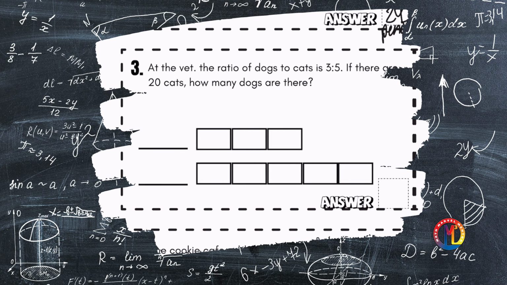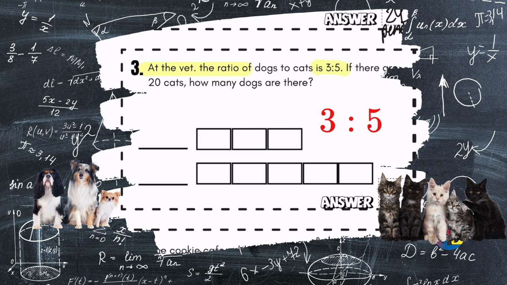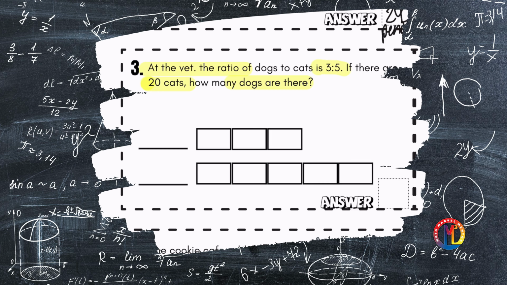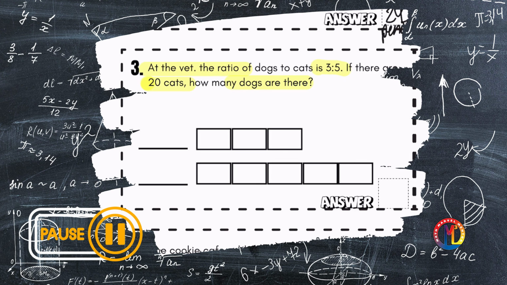Here's number 3. At the vet, the ratio of dogs to cats is 3 to 5. If there are 20 cats, how many dogs are there? So go ahead and hit the pause button and try this on your own, and then we'll come back and go over it together.